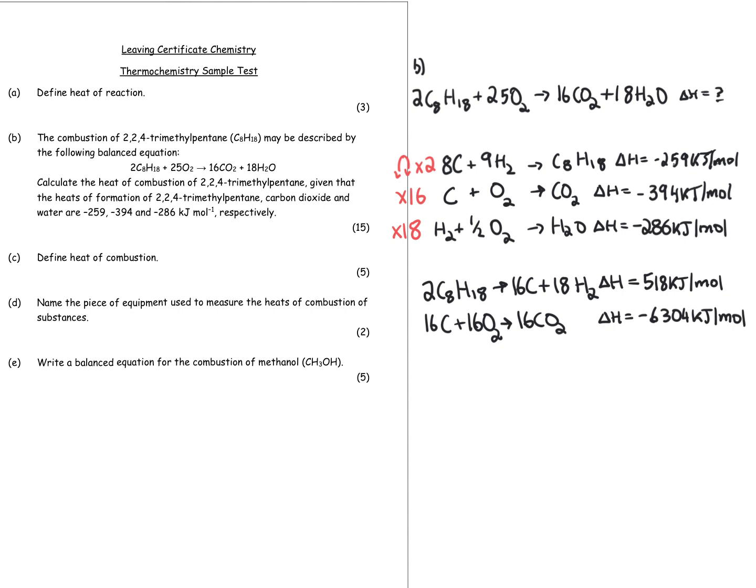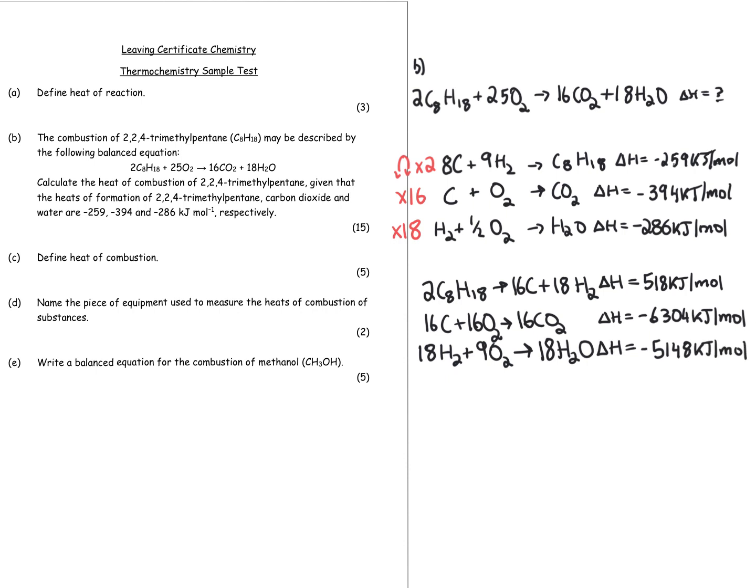Last equation then, you're multiplying by 18. So on the left-hand side, we'll end up with 18H2 plus 9O2, and that's going to go to 18H2O. Now, the delta H value for that one, again we have minus 286, and you need to multiply that minus 286 by 18. When you do that, you're going to get minus 5148 kilojoules per mole.